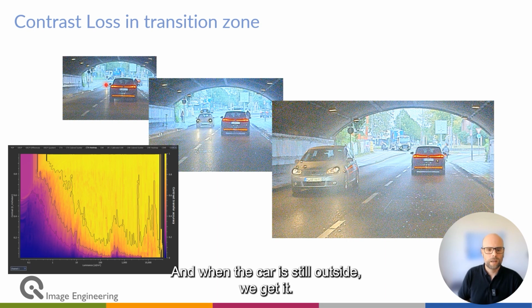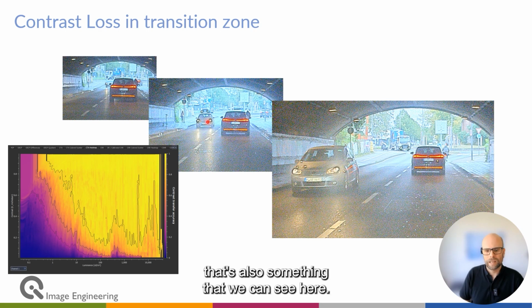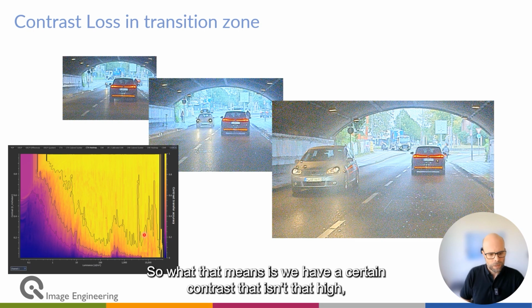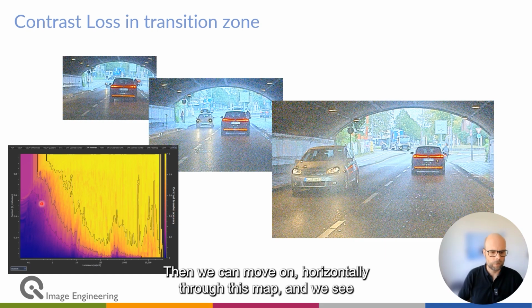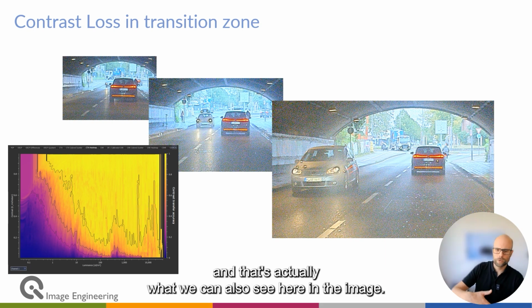When the car is still outside, we get it. When the car is fully in the tunnel, we get that. But in that transition, when it just enters the tunnel, we see a lot of loss of contrast here. The headlamps make some trouble, that's also something we can see here, but also we have this loss in contrast. So what that means is we have a certain contrast that isn't that high, because of the silverish color in the body and so on, so there's not so much high contrast. And then we can move on horizontally through this map, and we see that there are different regions where the CTA is lower, so it reduces, and that's actually what we can also see here in the image.